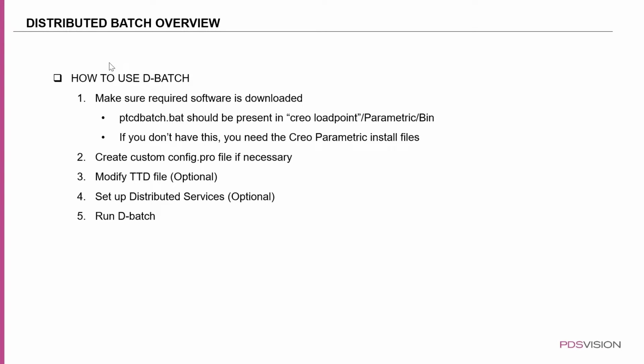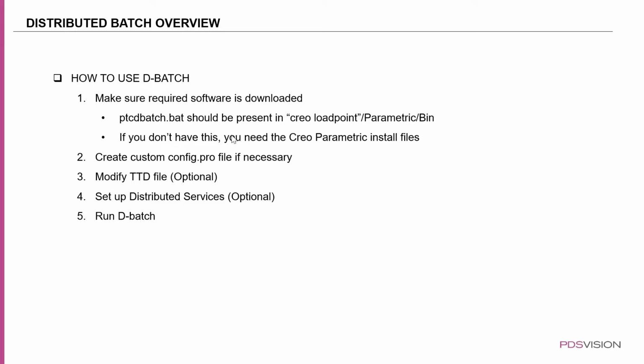So step 0, which is not up here, would be make sure that you have the license. And as I said, any subscription to Creo should get you that license. Step 1 would be make sure the required software is downloaded. As I put here, if you have the required software downloaded, you should be able to find ptcdbatch.bat in your Creo load point parametric bin folder. I will show where you can look for that in my demonstration in just a second.